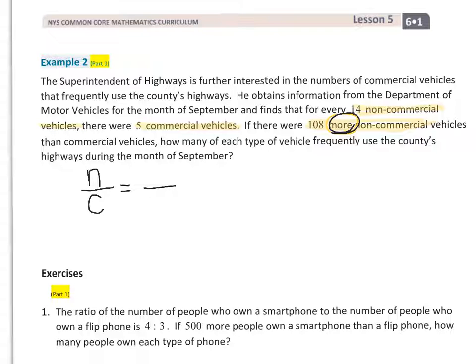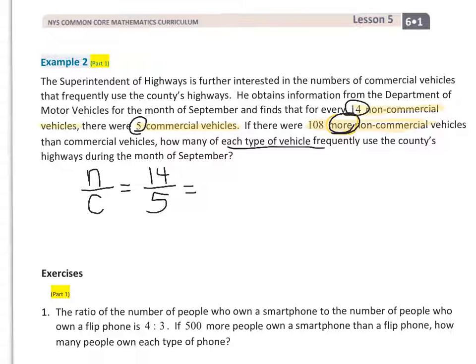The non-commercial vehicles, it said that there were 14. It says it right here, 14. How many commercial vehicles were there? It says that there were 5. And I see that right here in the problem. There are 5. We're going to draw a tape diagram to help us figure out how many of each type of vehicle frequently uses the county's highway. So let's put equals, and we're going to make our tape diagram.